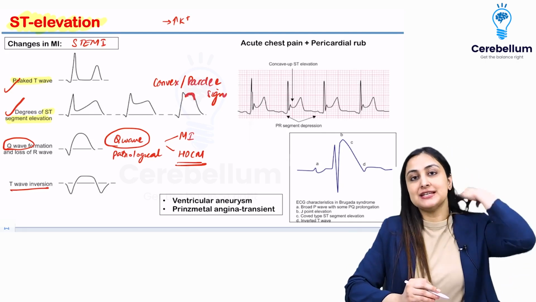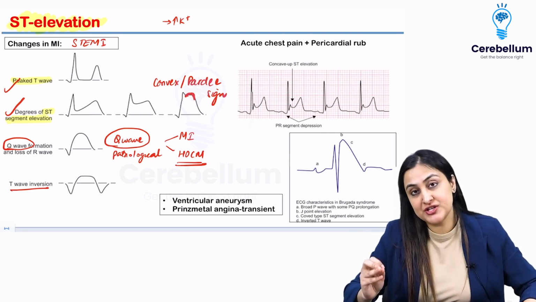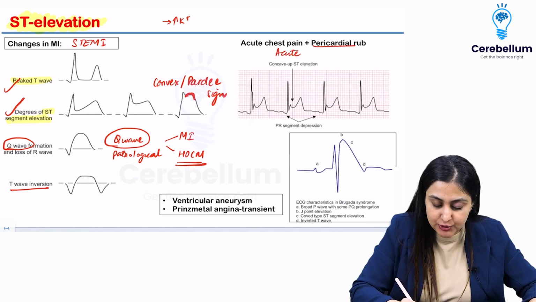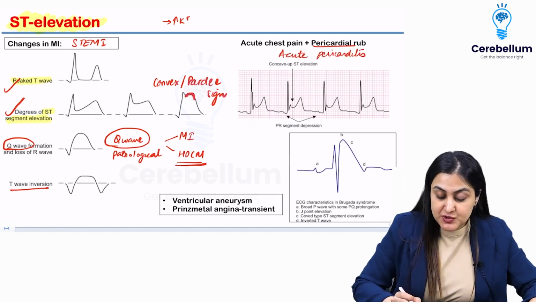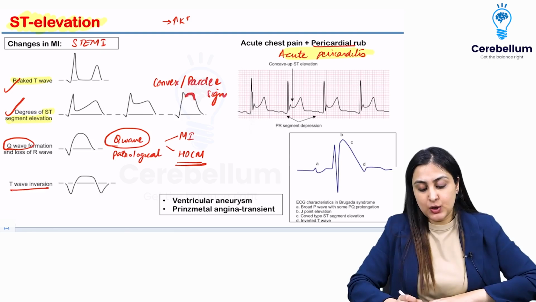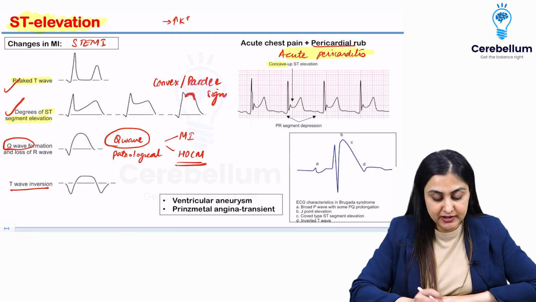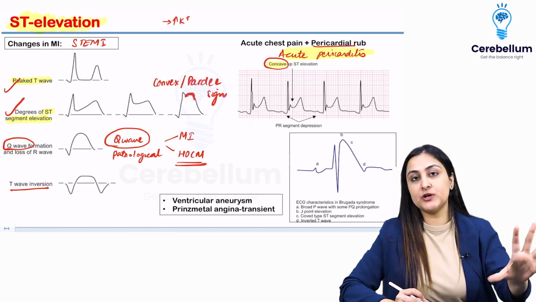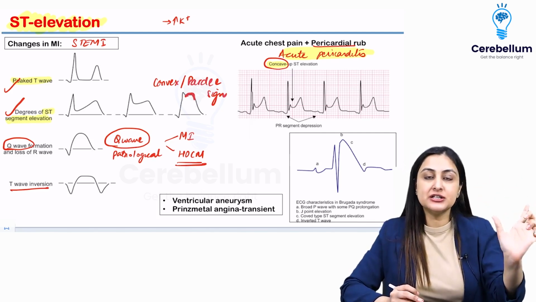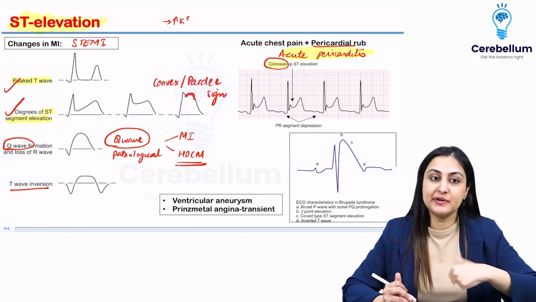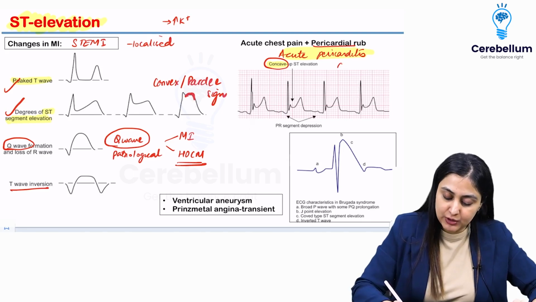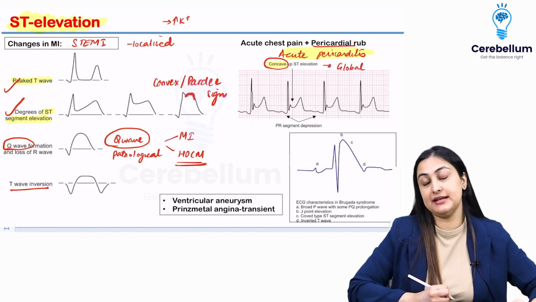Another differential of ST elevation that you want to consider is acute chest pain with pericardial rub. If this is the buzzword, pericardial rub, we are talking about acute pericarditis. So here what we are going to be seeing is concave ST elevation. So here it's not convex, but it is concave. In addition, in MI, what we are going to have is ST elevation happening in certain leads depending on which wall the MI has happened. We'll be talking about that, but this is localized. On the other hand, we are going to have a global ST elevation in acute pericarditis.